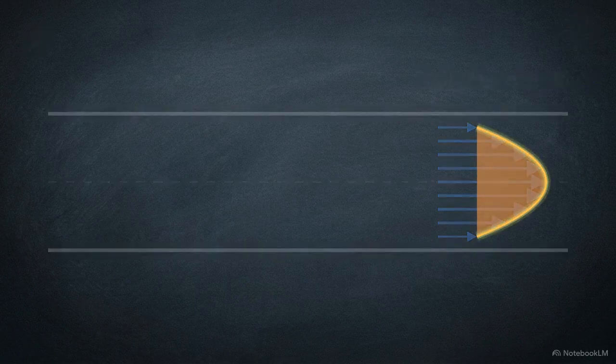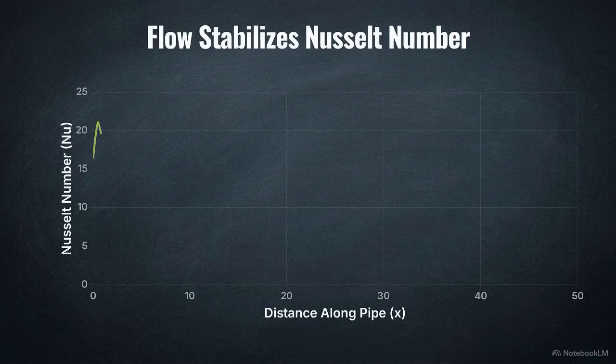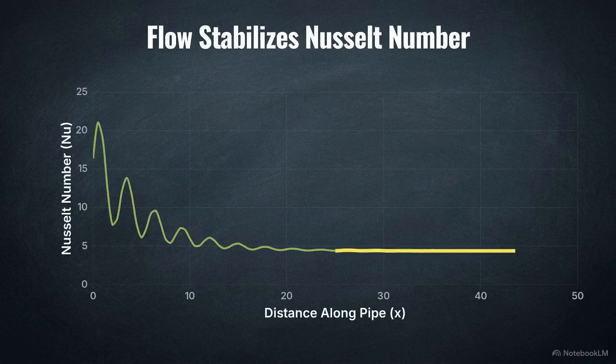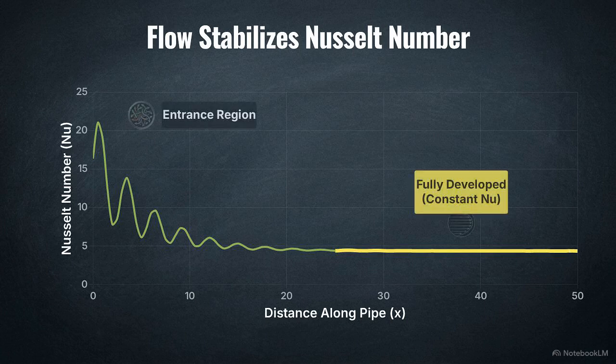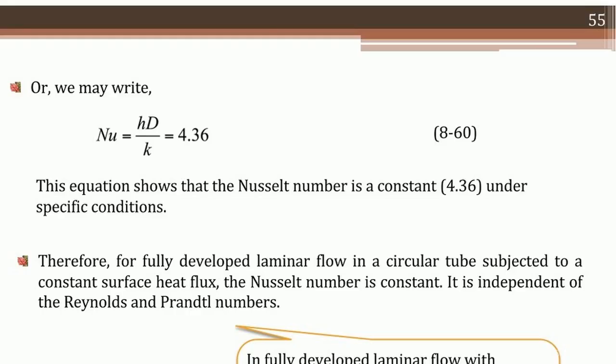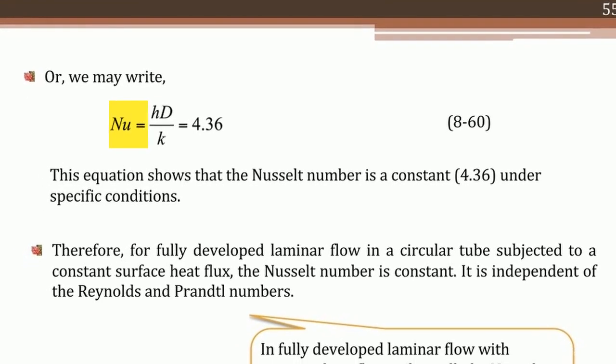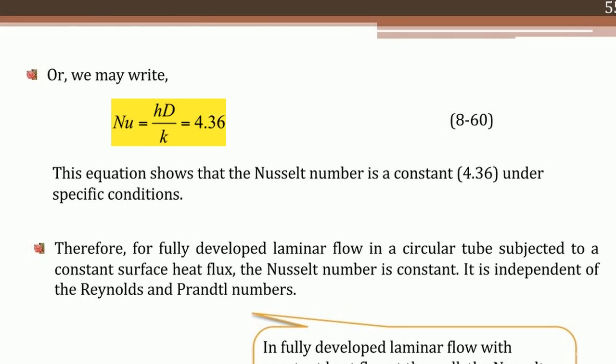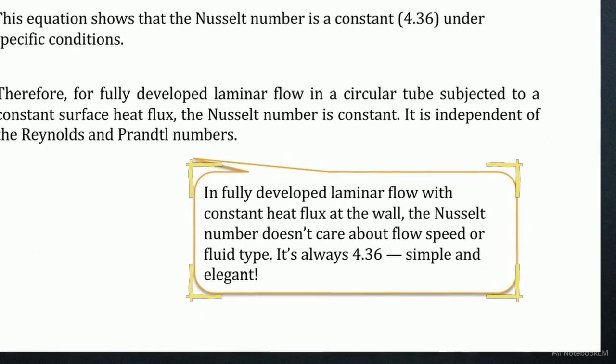This stability provides a significant mathematical advantage. Once the profile is fully developed, the Nusselt number, which characterizes the convective heat transfer, stops fluctuating and becomes a predictable constant. Consider a pipe under a constant surface heat flux, like one wrapped in a uniform electrical heater. For fully developed laminar flow here, the Nusselt number is locked at exactly 4.36. As this text confirms, it is independent of both Reynolds and Prandtl numbers.